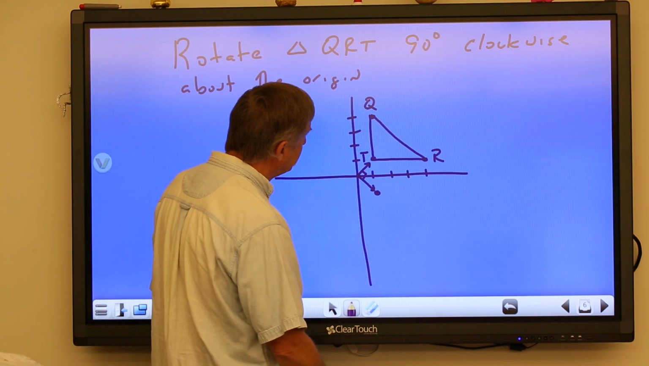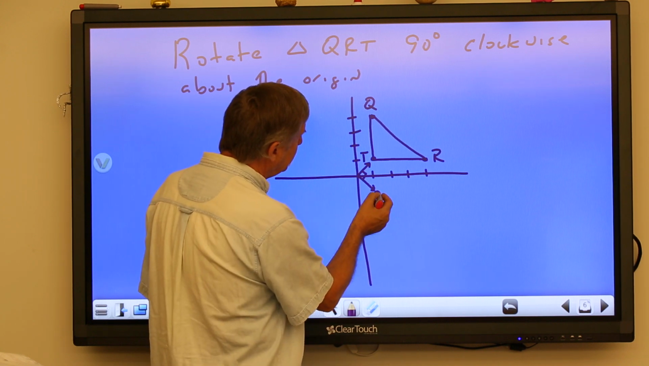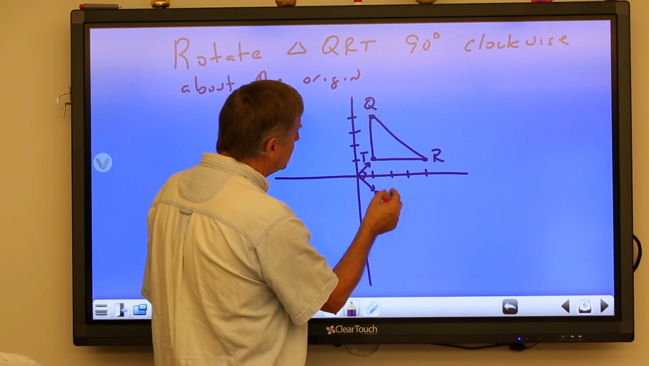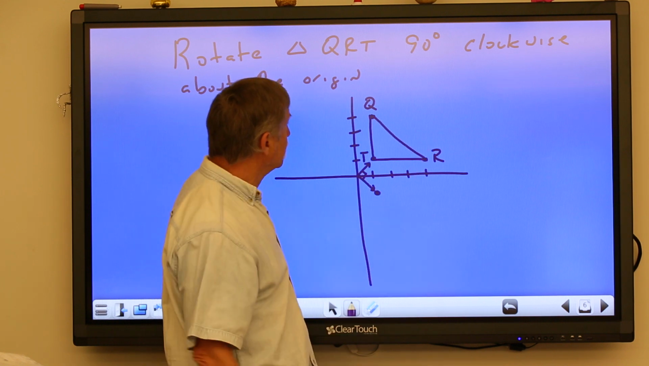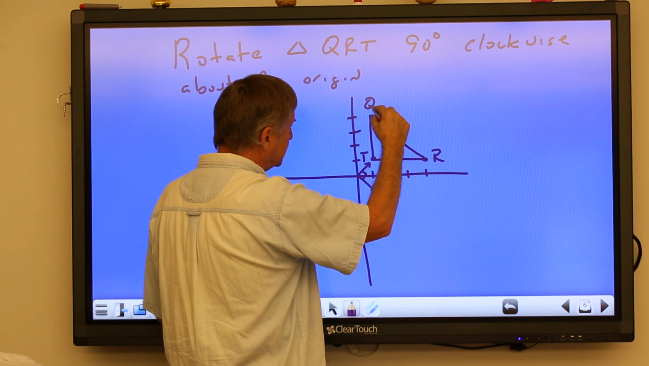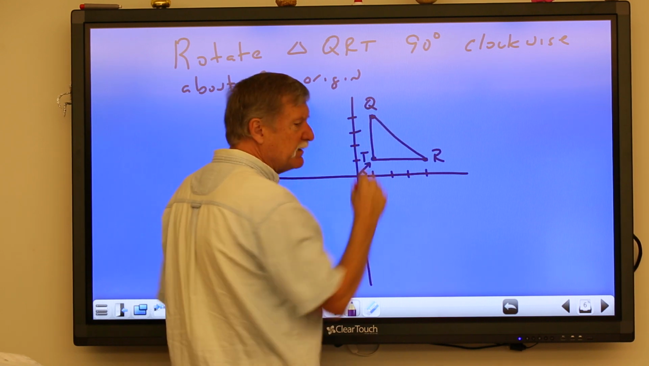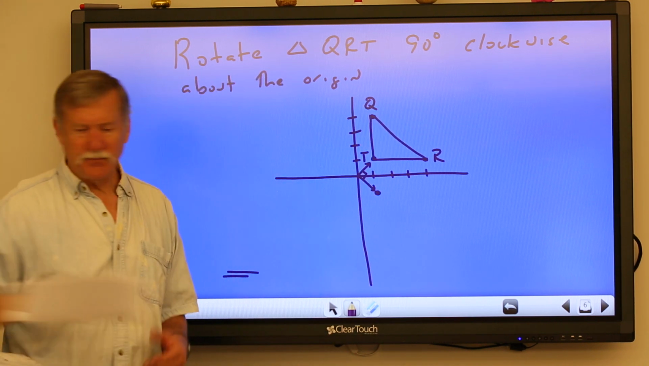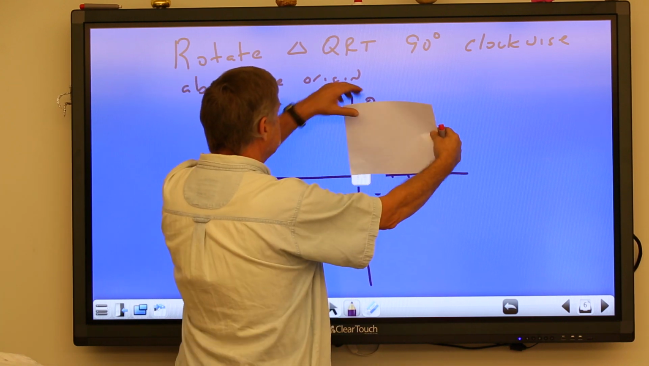And so I draw this little 90-degree sign here, and so I take point T, and now I've rotated T 90 degrees, all right? And then I've got R and Q to rotate as well. I rotate this guy. All right, so the best way to do this rotation, I have found, is with a piece of paper.